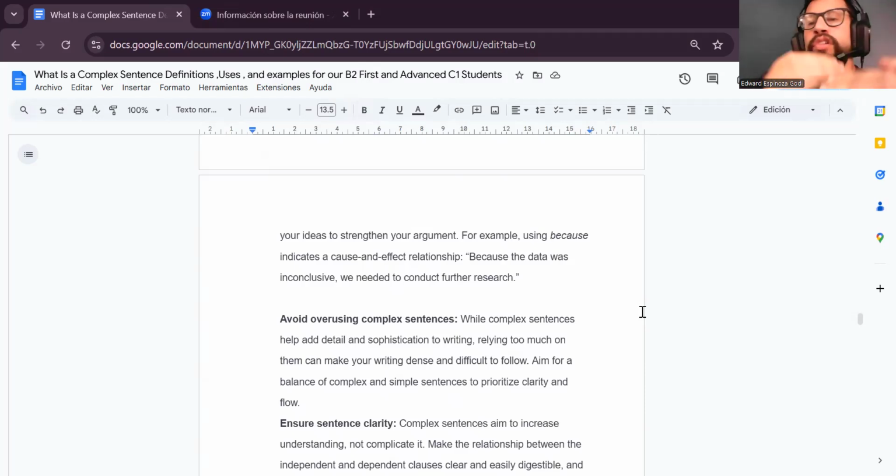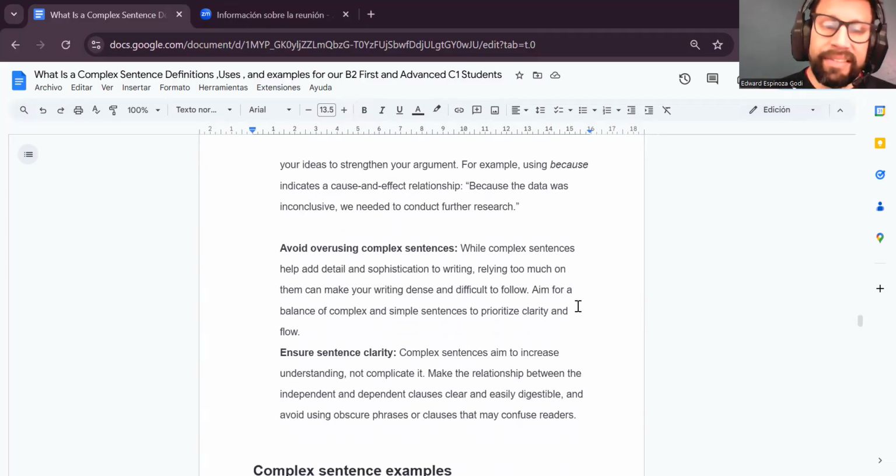Avoid overusing complex sentences. So it's important at a B2 C1 level to use them, but we don't want to exaggerate that. While complex sentences help add detail and sophistication to speeches and writing, relying too much on them can make your speech or your writing dense and difficult to follow. Aim for a balance of complex and simple sentences to prioritize clarity and flow.